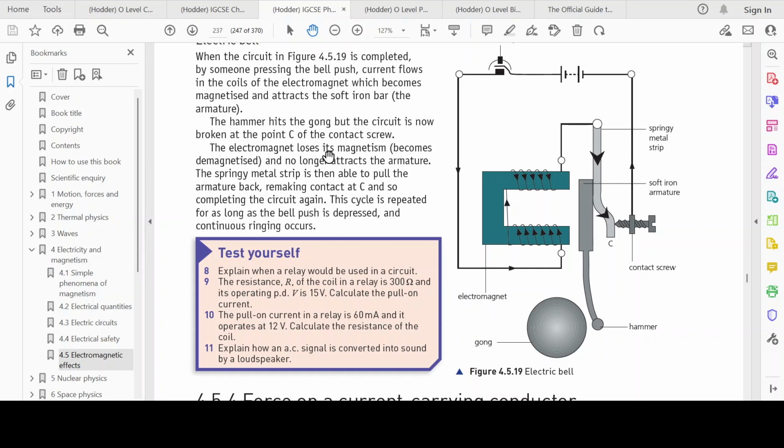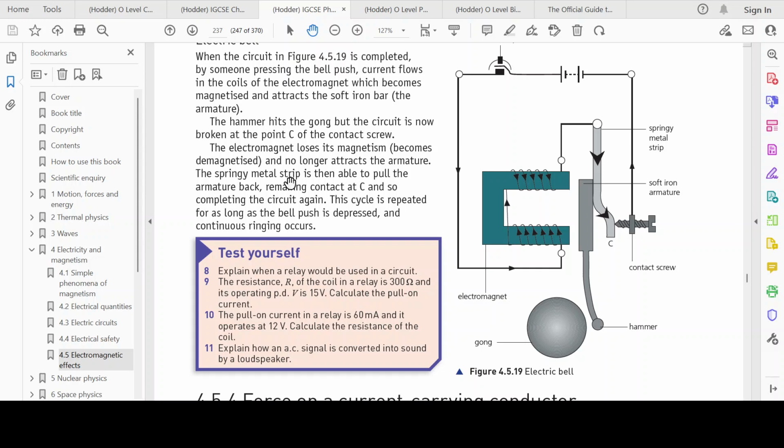So the hammer hits the gong, but the circuit is now broken at the point C of the contact screw over here. The electromagnet loses its magnetism and no longer attracts the armature. The springy metal strip is then able to pull the armature back. So this thing moves ahead. Contact breaks over here, right? It hits the gong. It moves back, touches the contact again. Current flows again. It becomes magnetized, comes back.